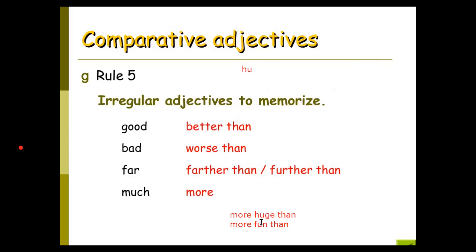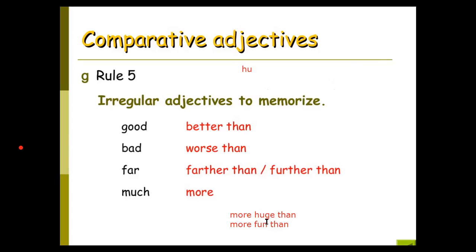Here we have huge and fun, they will never take ER. Why? Because if you add ER, the pronunciation will be weird. It's not correct. You can't say huger. If you want to understand whether you are doing well in English or not, put your sentence and try to read it. If it's weird to your ear, then there's something wrong.